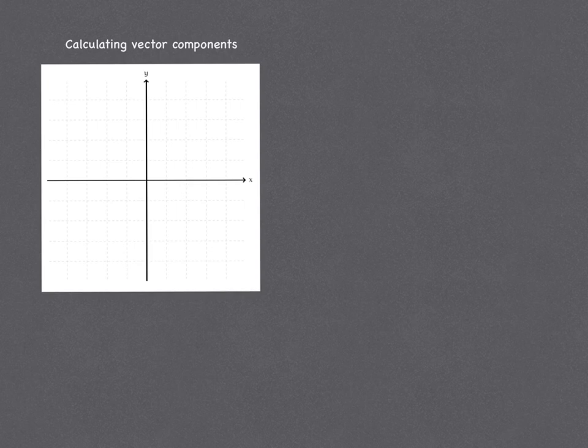Hi everyone, in this video we're going to go over how to calculate vector components from a resultant vector. Here's resultant vector A, and it is pointing in some direction. So I am going to try to figure out the x component and y component value of that vector. In order to do that, we're going to have to know our trig functions.